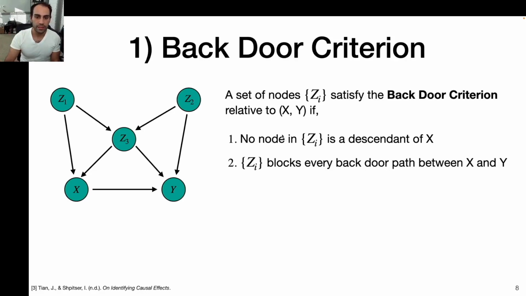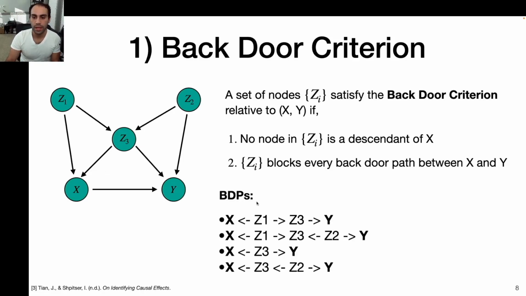The way we can evaluate this for this example DAG on the left here is we first write down all the backdoor paths between X and Y. So we have X to Z1 to Z3 to Y, X to Z1 to Z3 to Z2 to Y, and so on. And we choose a set of nodes that block each of these four backdoor paths. In this example, we have two sets that satisfy this condition. We have Z1 and Z3. We see Z1 blocks this path, as does Z3. Z1 blocks this path, but Z3 does not block this path. Z3 blocks this path, and Z3 blocks this path. And then almost trivially, the set Z1, Z2, and Z3 also satisfies the backdoor criterion.